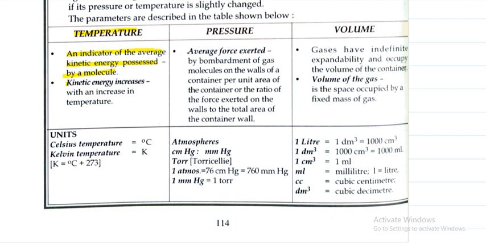What is the unit of temperature? Two units are there. One is Celsius, whose symbol is degree Celsius. The other is Kelvin, whose symbol is capital K. Remember that. If you want to convert degree Celsius to Kelvin, we add 273: Kelvin is equal to degree Celsius plus 273. If you want to convert Kelvin to degree Celsius, you have to subtract 273.